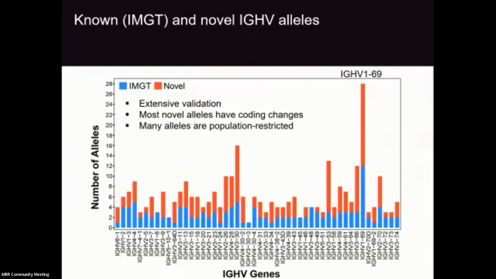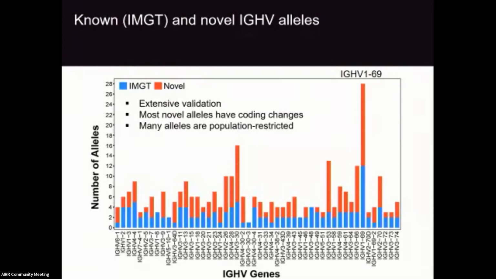In this work, we've done extensive validation, as I said, and that means that we've looked at alleles that are present in more than one individual. We do a lot of targeted PCR and genomic sequencing, Sanger sequencing, to validate that the allele is truly present in the genome of the person we found it in. And we also do haplotype analysis, which we find to be extremely useful.